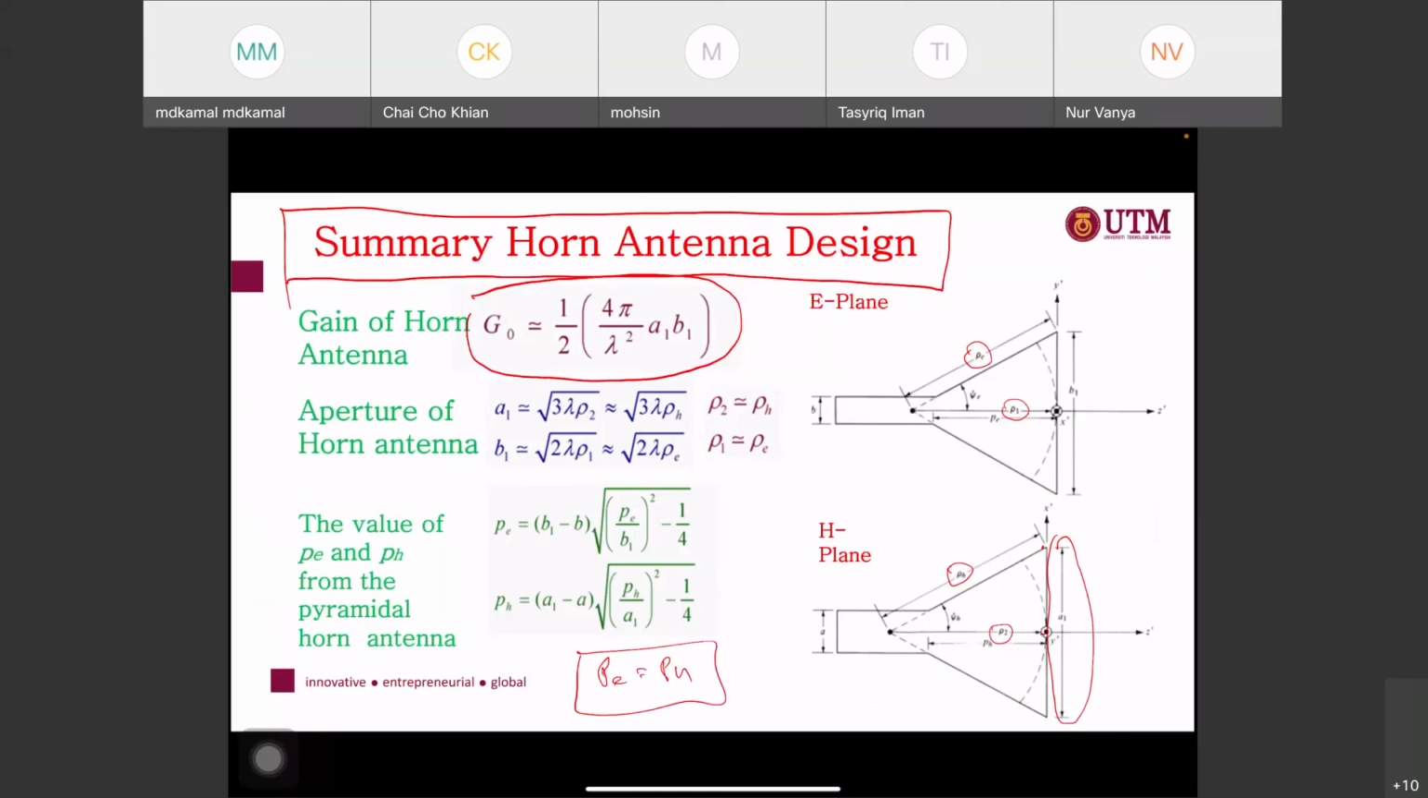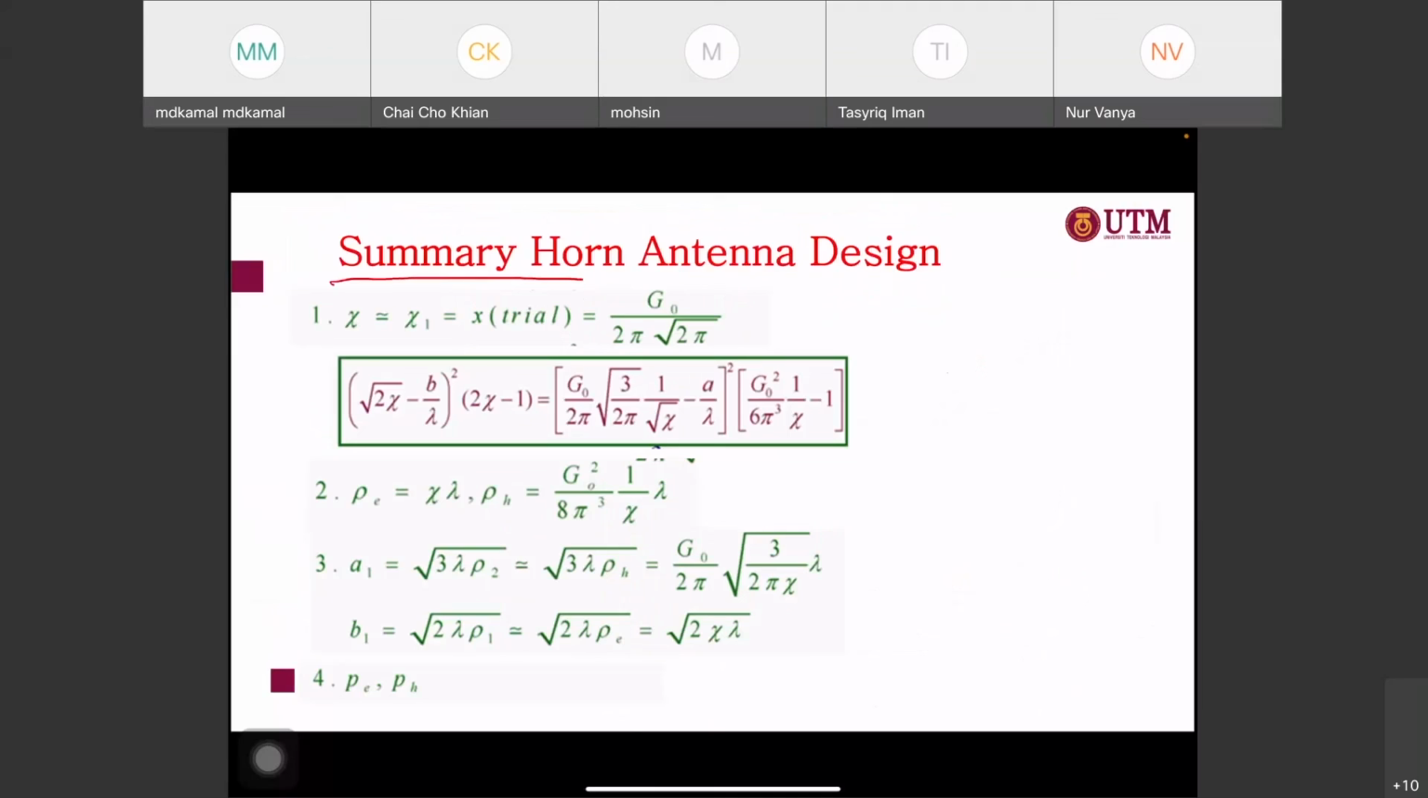Okay, so you find out this particular value, all this one you know already, this one you know, this one you know. So you want to realize this, you have to make sure that your PE actually is equal to your PH.